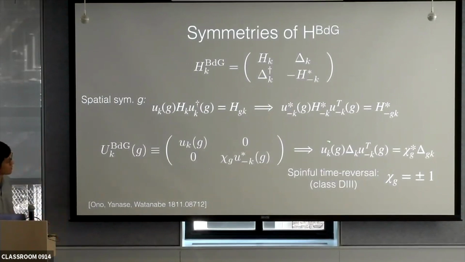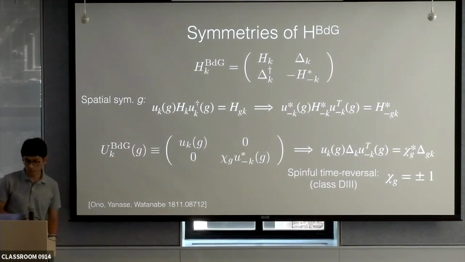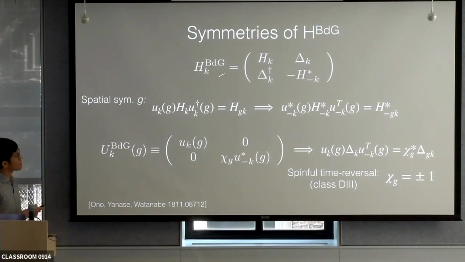But I think it's the most complicated slide of the entire talk, so bear with me. So I start with some BdG Hamiltonian, with a normal part and a pairing part, and we want to analyze how spatial symmetry acts on that. We know what they do on the normal piece. You take your block Hamiltonian at some momentum k, you conjugate it by the representation of your symmetry g, and that relates you to the Hamiltonian at momentum gk, the point group part of that.